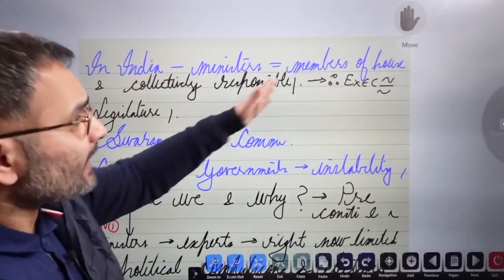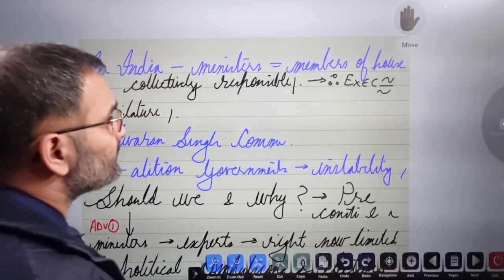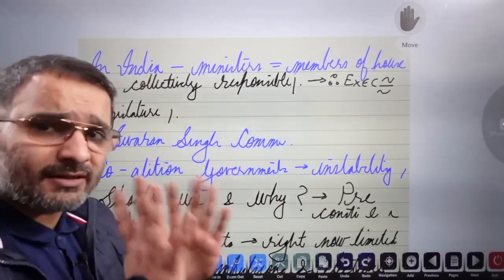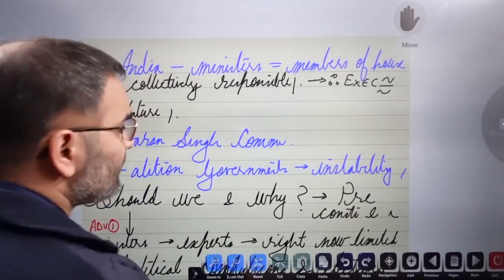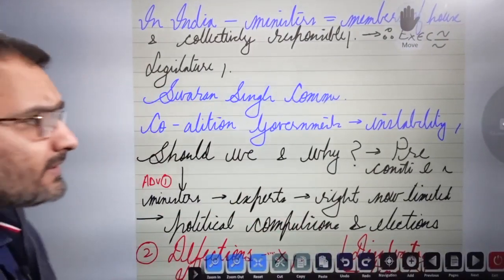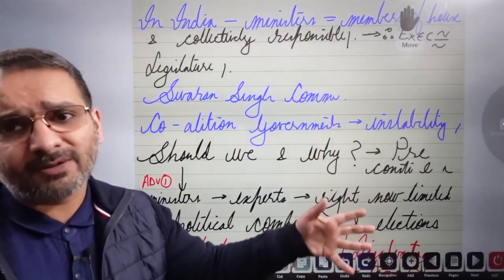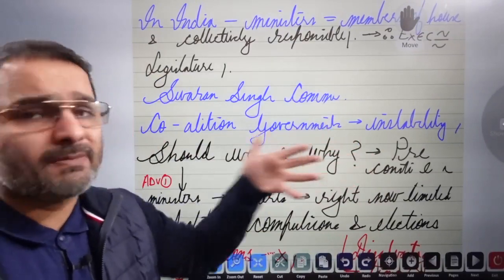Now in India, as I've already mentioned, ministers are members of the House and collectively responsible to the Lok Sabha. Therefore, executive and legislature are permanently in a wedlock, you can say. Swaran Singh committee, already mentioned. Coalition governments. Now, the disadvantage with the parliamentary form of system is basically the coalition governments. Anytime coalition governments start coming in, no government enjoys a very clear majority. You have instability in the country.